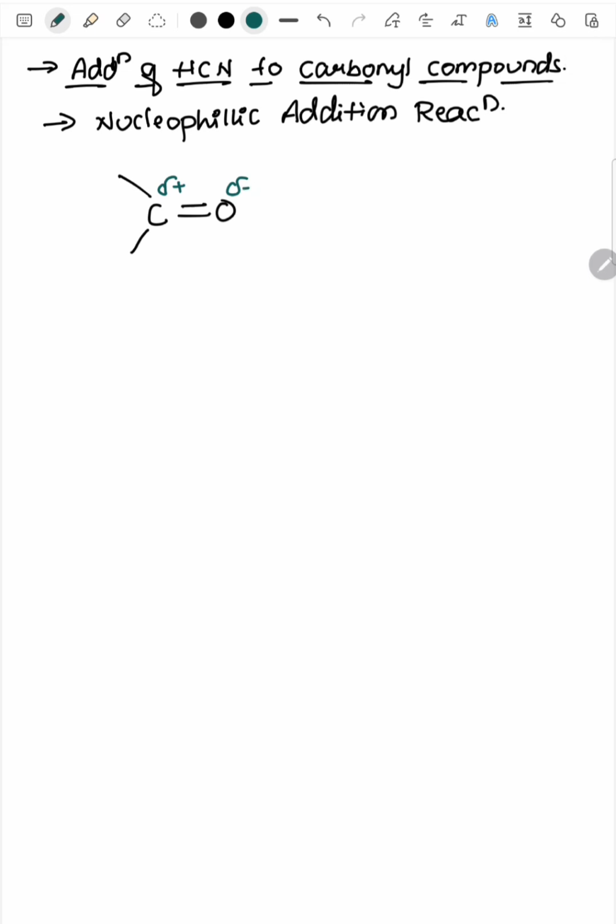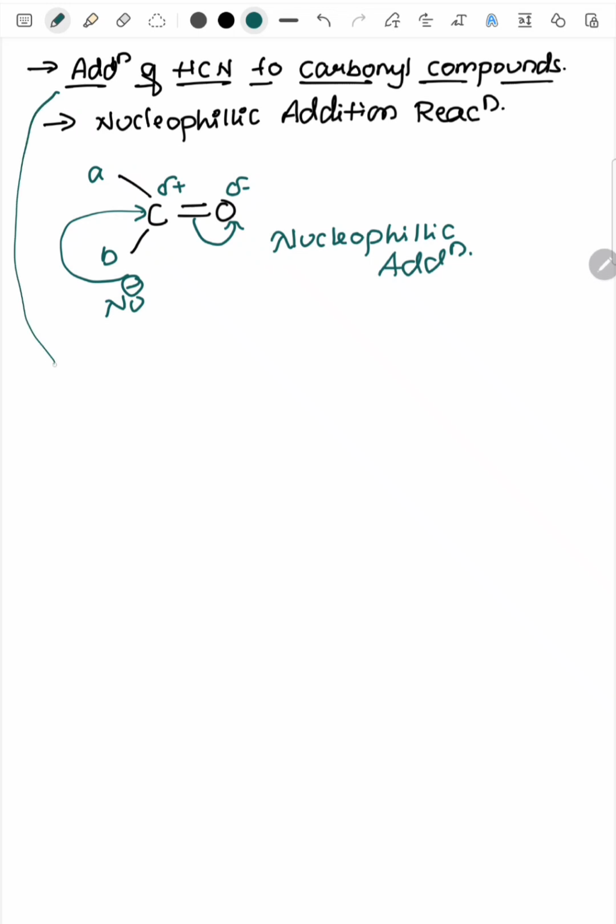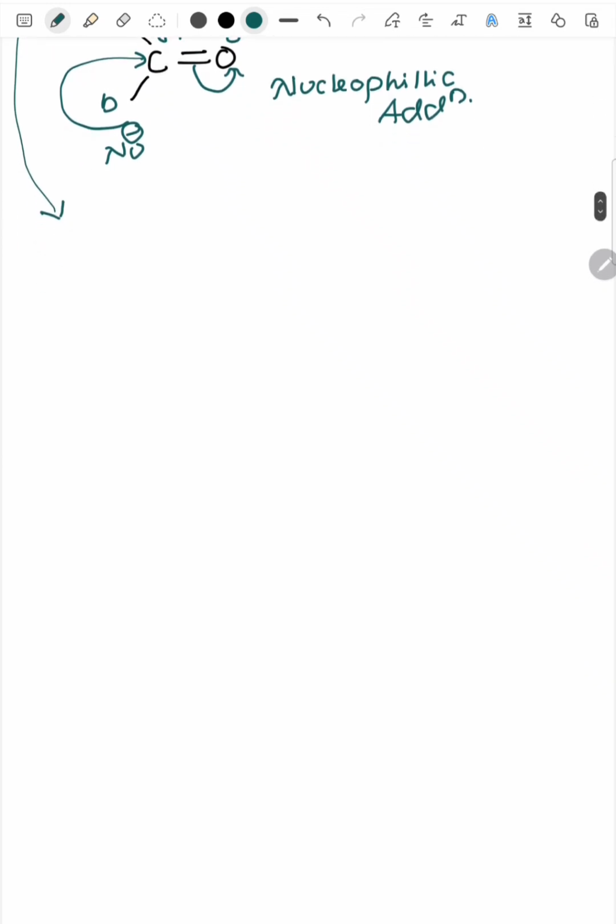So due to this effect, let us take this A and this B group. The nucleophile Nu minus will attack this carbon atom, and to satisfy the valence of carbon, this bond will be completely transferred to the oxygen. So therefore this type of reaction we call as nucleophilic addition reaction. So for that we have this mechanism, that is addition of HCN.